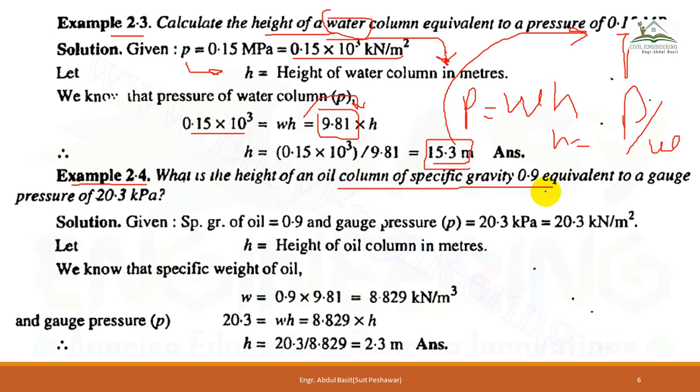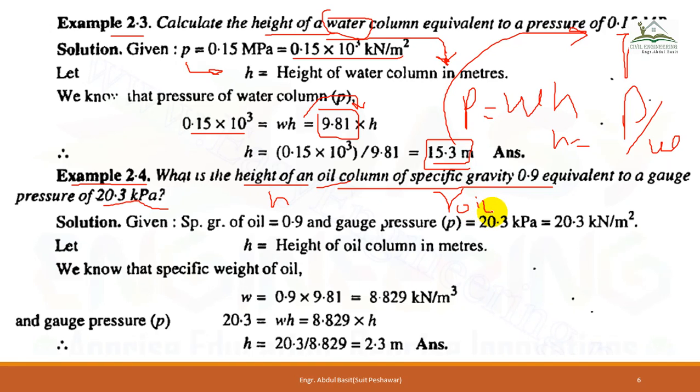Now coming to this fourth example: what is the height of an oil column of specific gravity 0.9 equivalent to a gauge pressure of 20.3 kilopascal? So a gauge pressure is also given, that is simply P, the pressure, 20.3, and the specific gravity of the oil column is also given. You need to find the height.